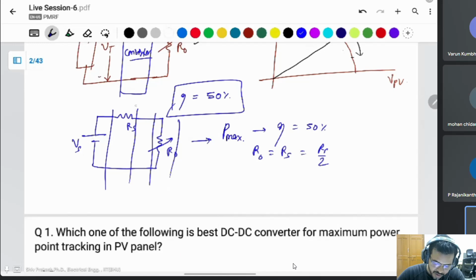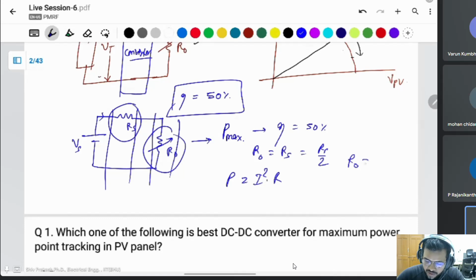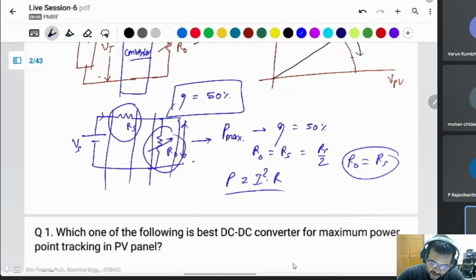The whole power loss is in RS and R naught. Both resistances are the same, the same current will be passing, then power I squared R, because R naught is equal to RS, the same power is lost in both resistances. Then the efficiency at the output side will be 50% only.